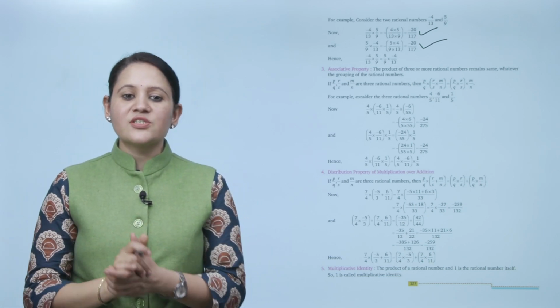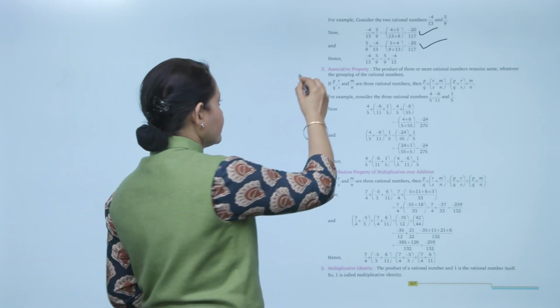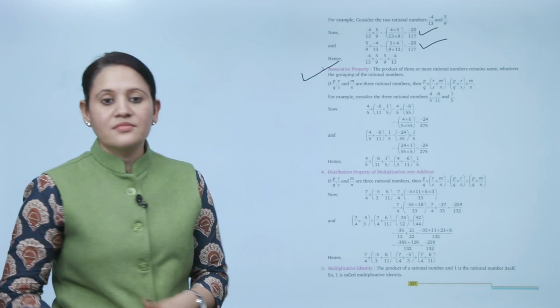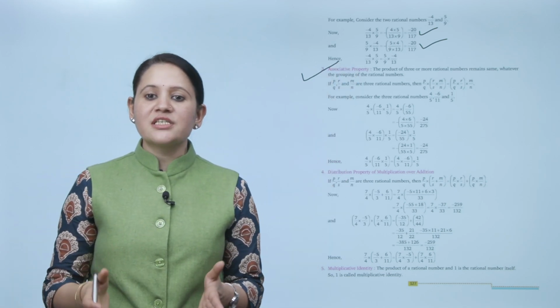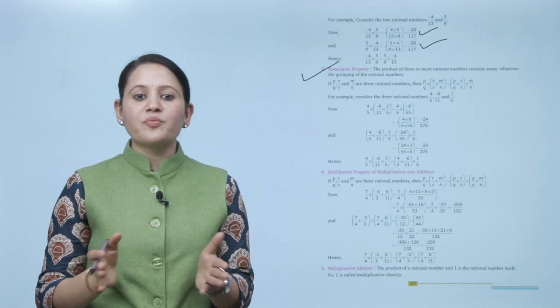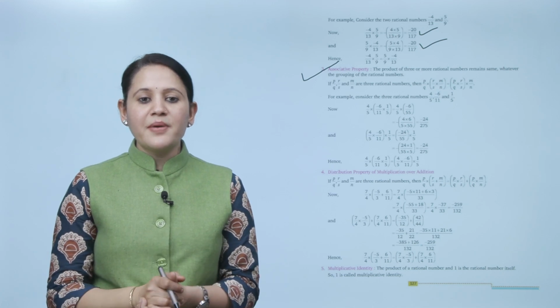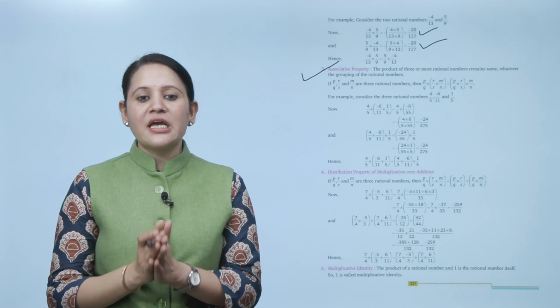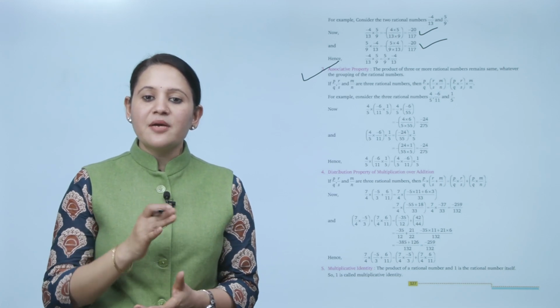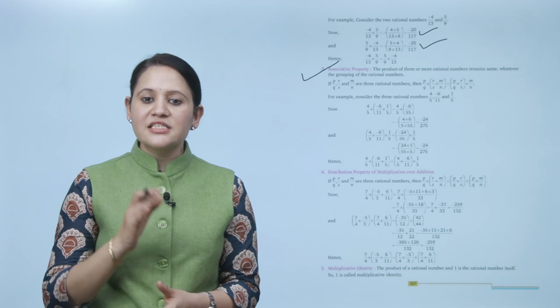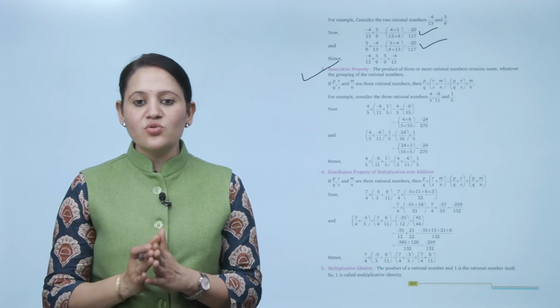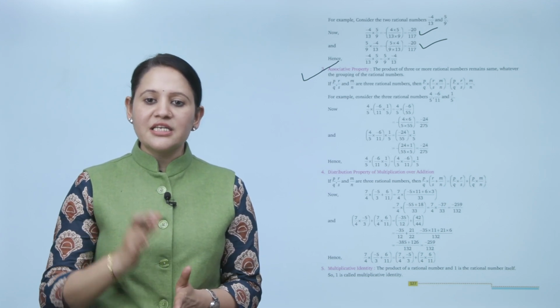Clear? Next is associative property. The product of three or more rational numbers remains the same whatever the grouping of the rational numbers. If p by q, r upon s and m upon n are three rational numbers, then p upon q into r upon s into m upon n equals p by q into r upon s into m by n.